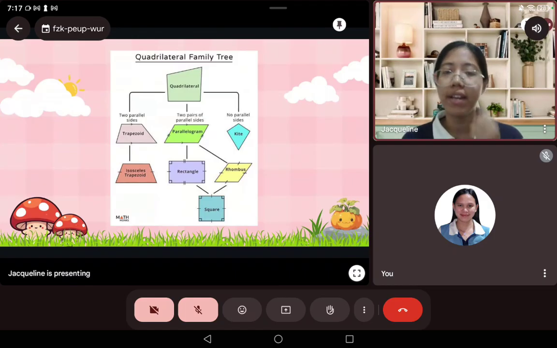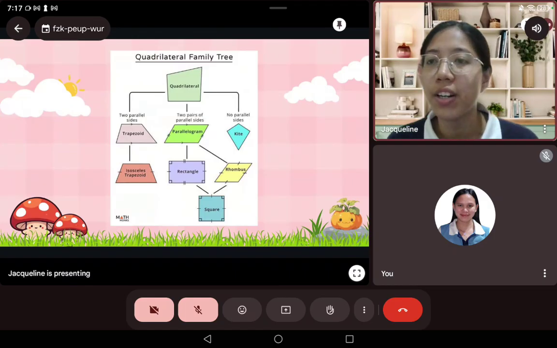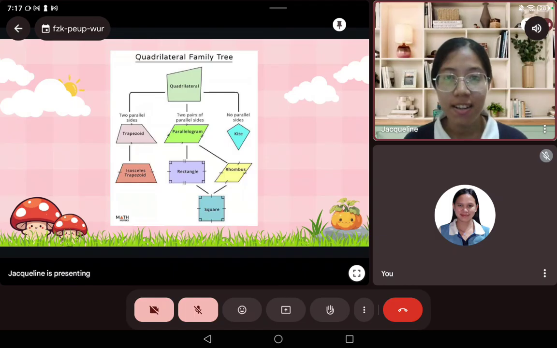Now, let's do a short recap, class. Do you still remember your lesson last meeting? Yes, Rochelle? Yes, very good. So last meeting, class, we discussed the quadrilateral family tree. We have different types of shapes or quadrilaterals, right? As far as you remember, a quadrilateral has 4 sides. Is it right, class? Very good. That is correct, 4 sides.